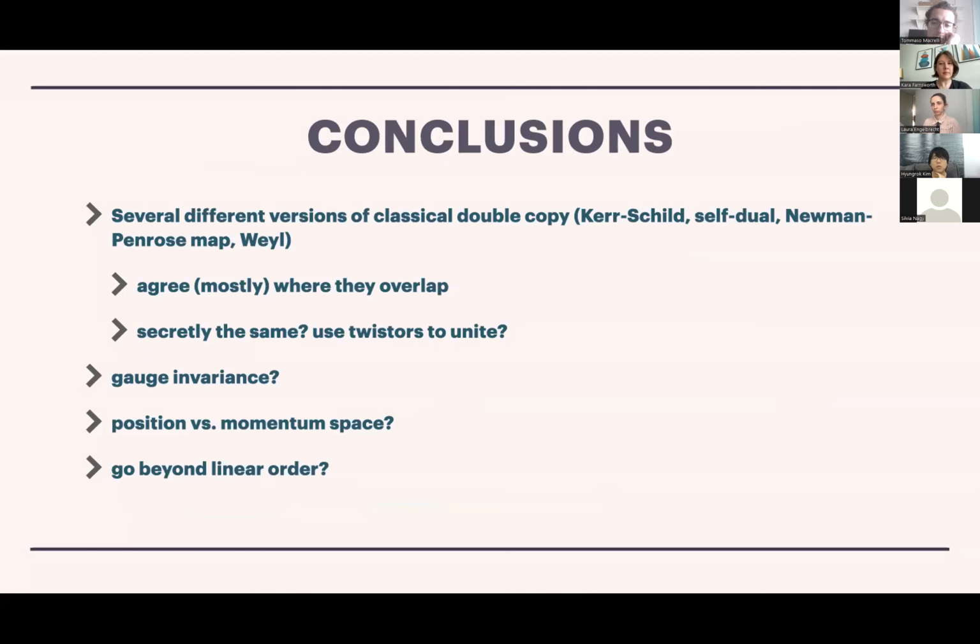Some open questions about the classical double copy in general that I think are interesting: how does gauge invariance, the diffeomorphism invariance on the gravity side, relate to gauge invariance on the Maxwell side or the non-abelian theory side? And also most of the classical double copy stuff we looked at is in position space, whereas on the amplitude side, everything is formulated in momentum space. So do these things translate into one another? And the last, but probably most important question is how can we extend this to nonlinear theories?